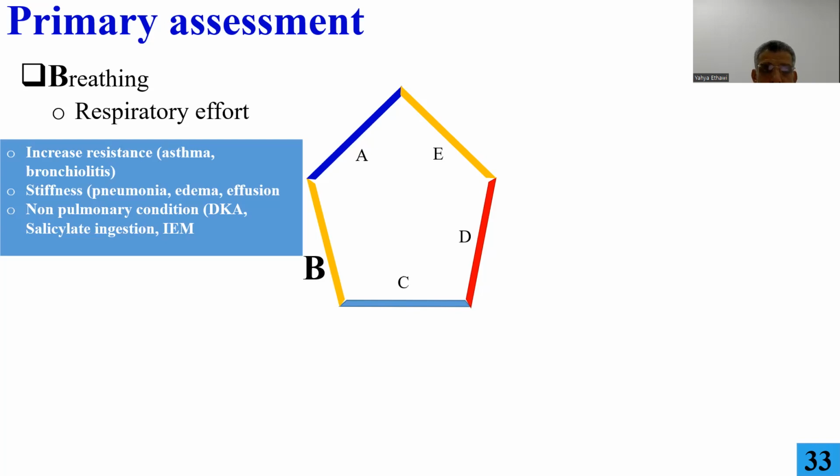Okay? When the lung becomes stiff, the chest becomes stiff, when we have pneumonia, when we have edema, when we have effusion. But increased respiratory effort can also be with non-respiratory conditions, such as diabetic ketoacidosis, such as salicylate poisoning, such as inborn error of metabolism.